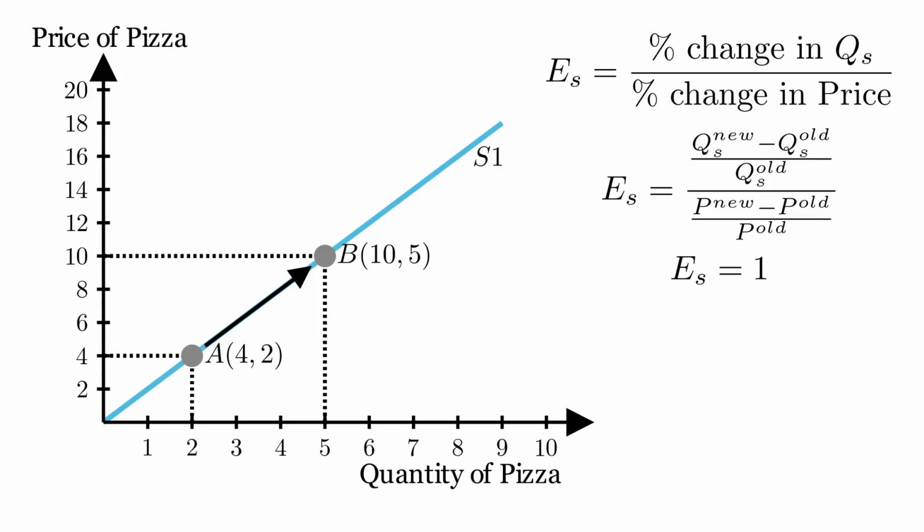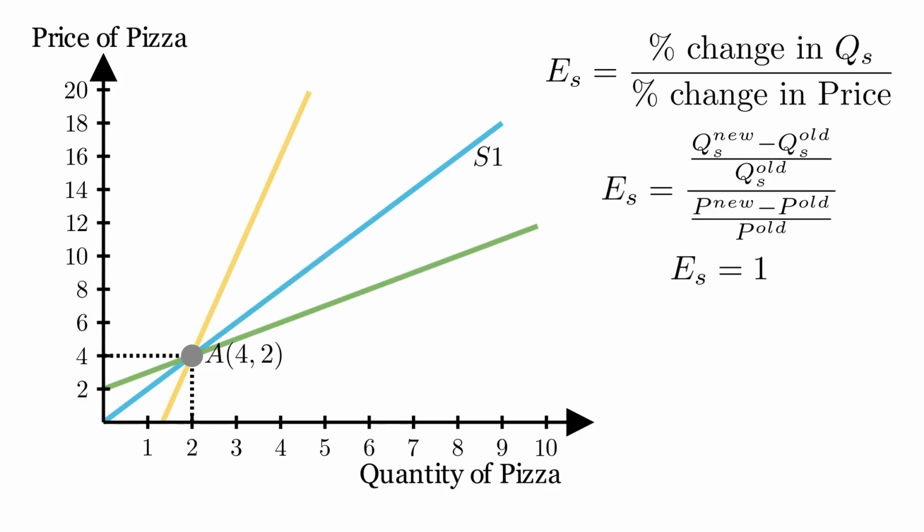Now let us see how different shape of supply curves affect elasticity. We add two more supply curves, S2 green curve and S3 yellow curve. The yellow curve S3 is steeper compared to the other curves, and the green curve S2 is flatter. All these curves intersect at the same point. At this point, the price is 4 and quantity is 2. Now we increase the price from 4 to 10 and move along all three curves. The change in price is the same for all three curves. The price increases from 4 to 10, but the change in quantity supplied is different.